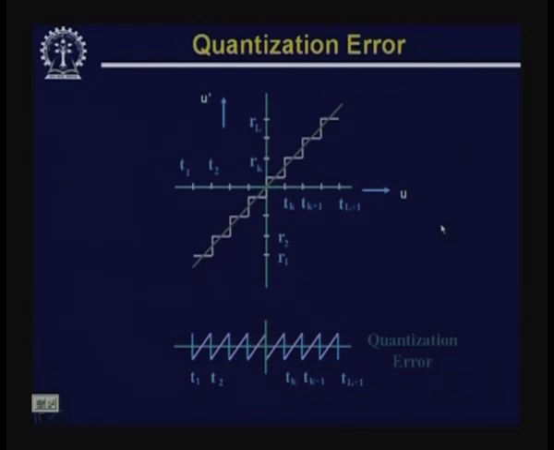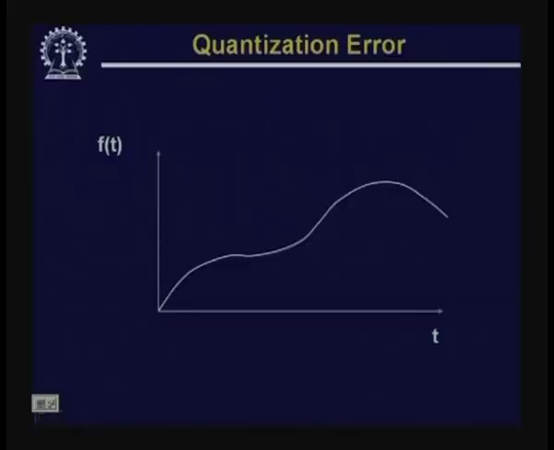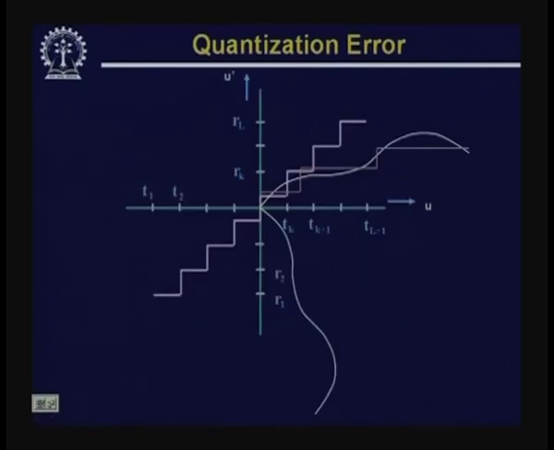Now, what is the effect of this error on the reconstructed signal? For that let us take again a one dimensional signal f t, which is a function of t, as is shown in this slide. And let us see what will be the effect of quantization on the reconstructed signal. Here we have plotted the same signal.